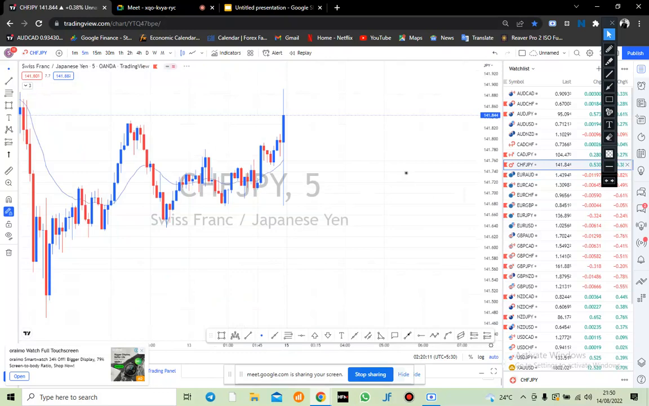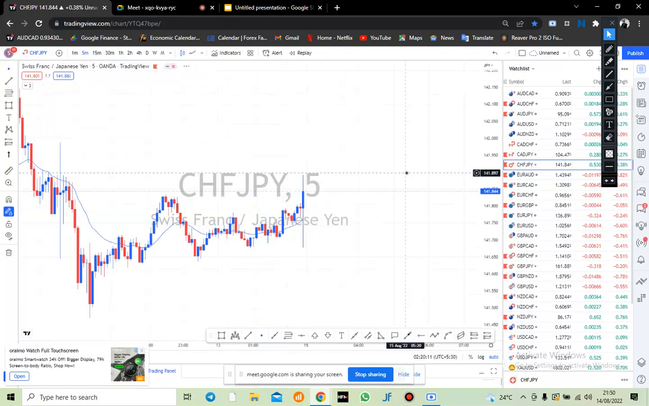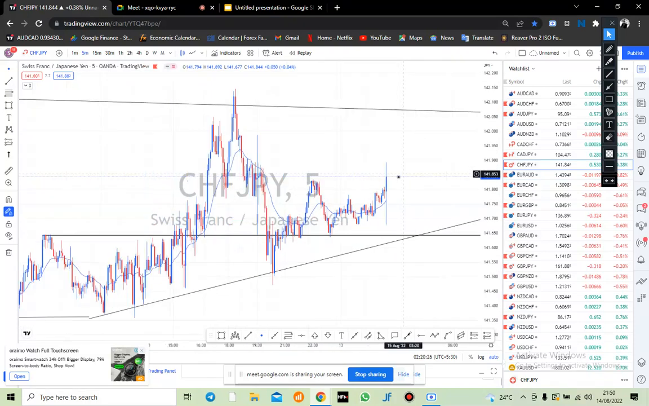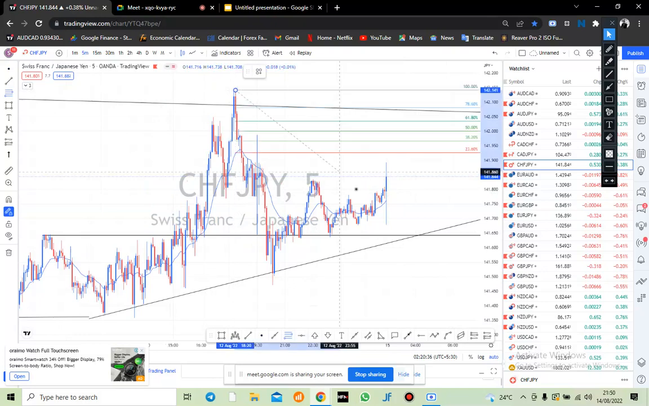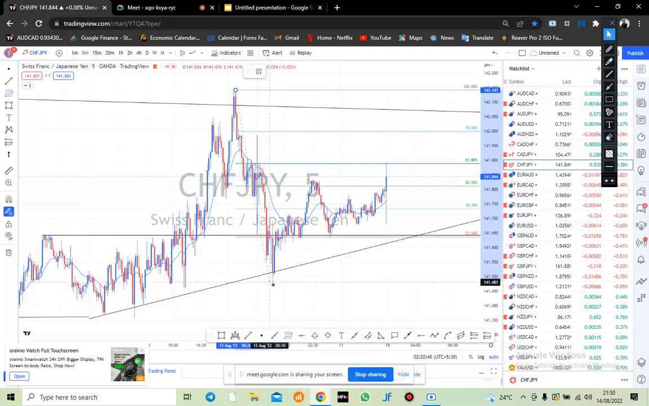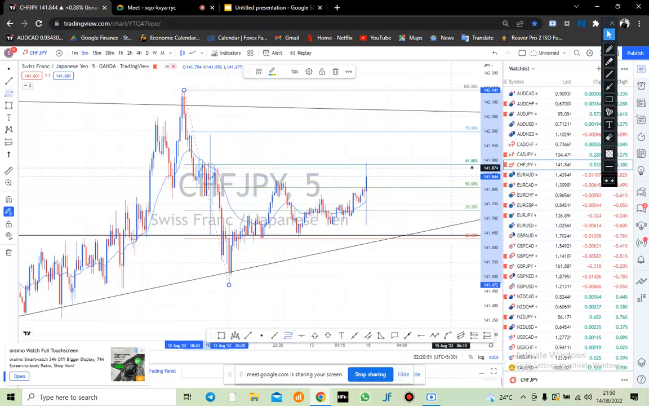Okay, this is CHF JPY. I think on CHF JPY, we concluded that the price should be a bearish movement. So let's check the Fibonacci from high to low here. So we look for entry. Okay, it rejected from the 61.8 Fibonacci level.